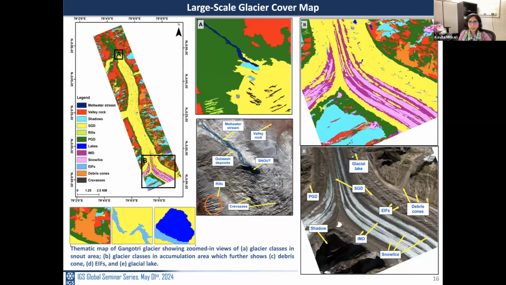So this is the large scale glacier cover map. This is the output of the previous methodology. After comparison with the original image, we can see that the classification has come out pretty well. But here, if you look at the rills, there are some other rills as well, which are very small, that could not be extracted. And a few of the exposed ice faces here have been misclassified as glacial lakes because of the spectral similarity.